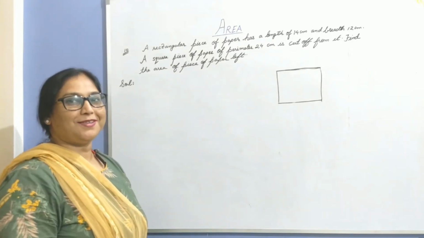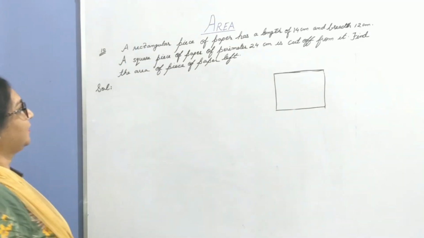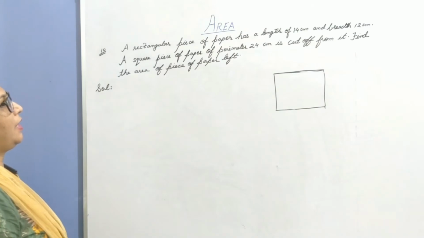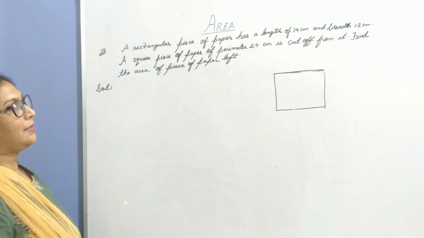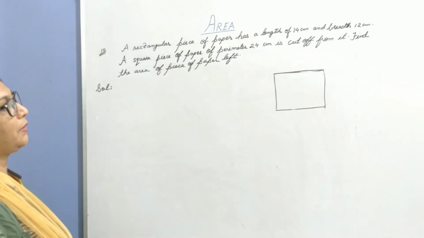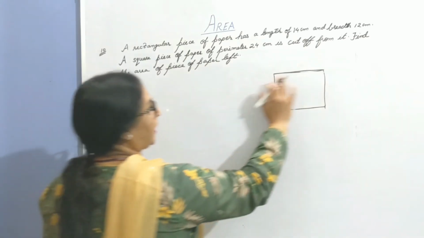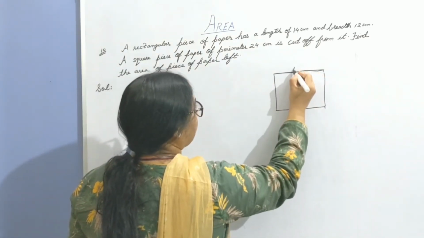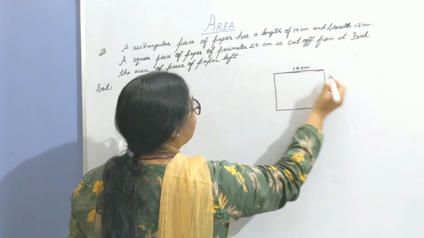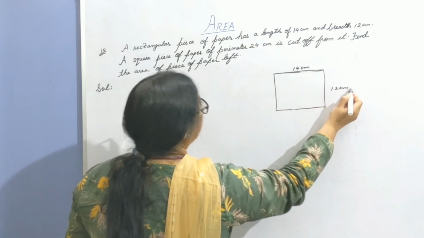Students, how are the sums? Easy or tough? Now question number 10. A rectangular piece of paper has a length of 14 centimeter and breadth of 12 centimeter. So this is a rectangular piece of paper whose length is 14 centimeter and the breadth is 12 centimeter.